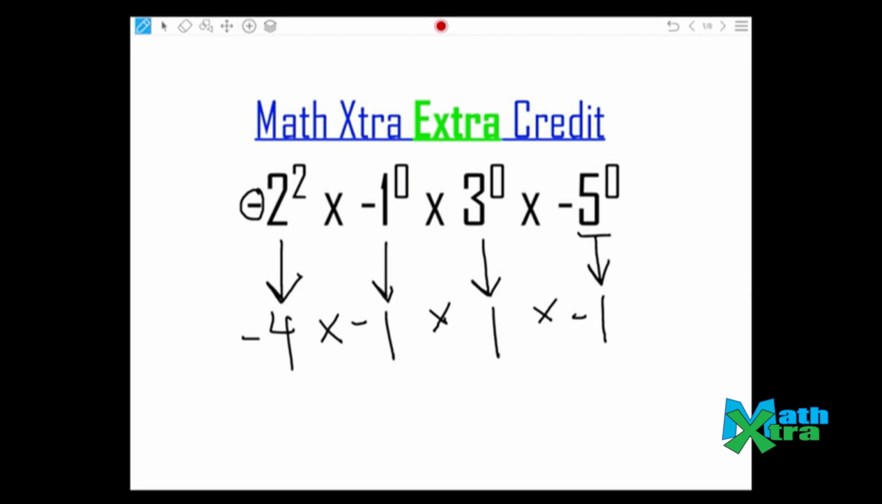Let's go. So we have -4 times -1 is 4, because a negative times a negative is a positive. Now we take that 4 and multiply it by 1. That's still going to give us 4. And now we take that 4 and multiply it by -1, and that's going to give us -4. Did you get it right? Make sure that you pay attention to those negatives, because the negative says take the opposite of the base. Remember, the base is not negative. The base here would be positive.